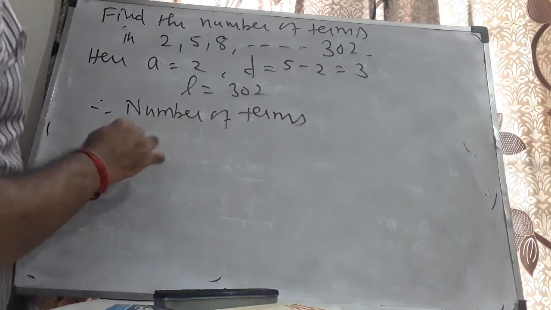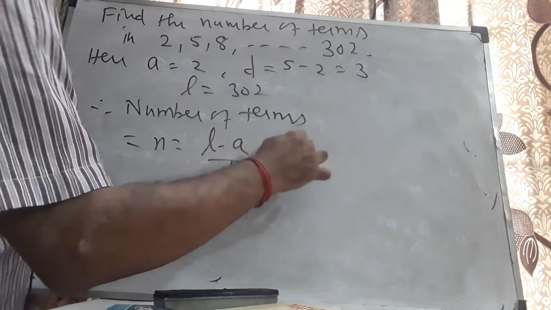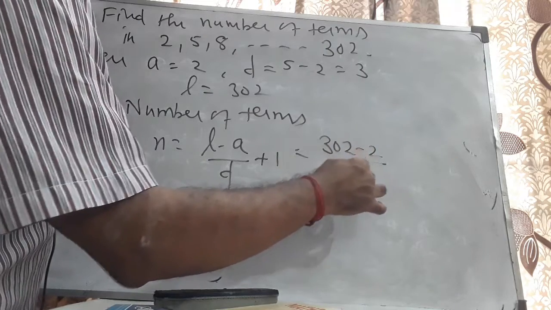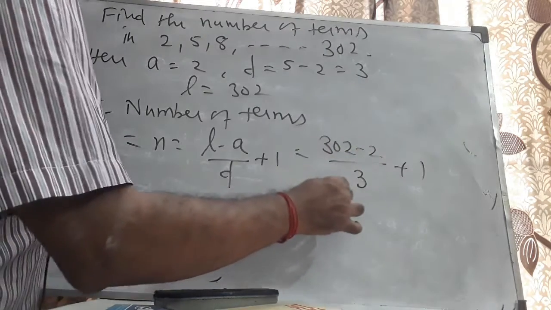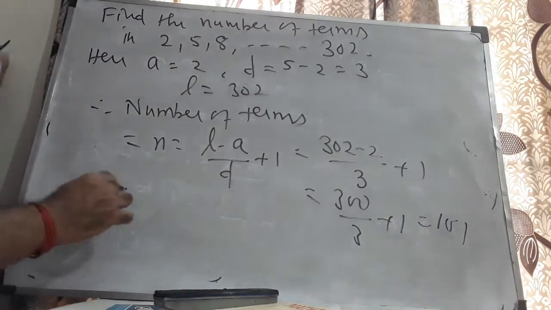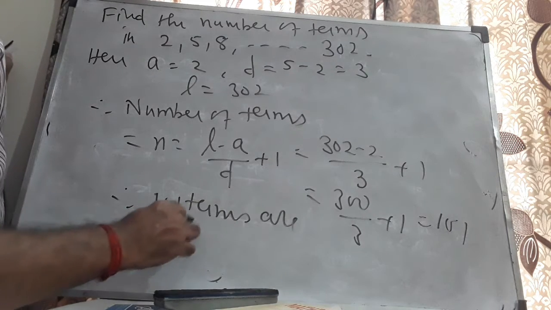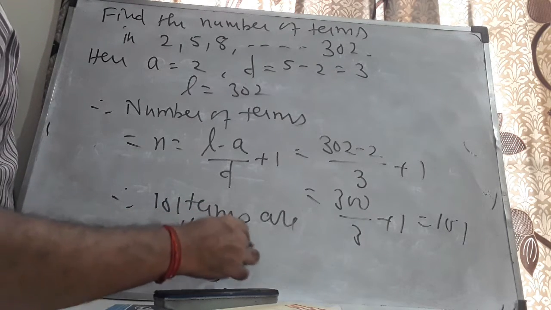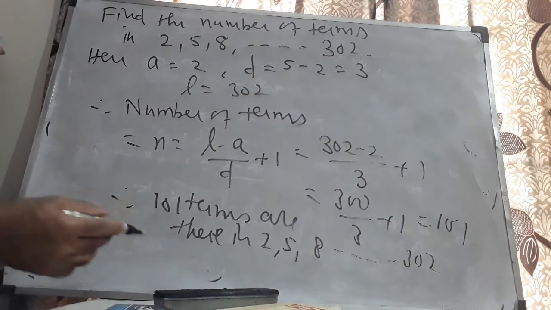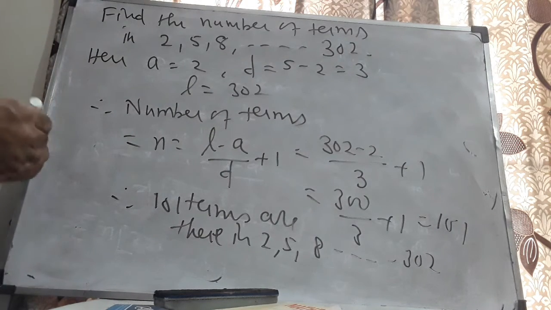Therefore, the number of terms n is equal to (L minus a) whole by d plus 1, which is (302 minus 2) whole by 3 plus 1. Therefore, 300 by 3 plus 1, which is 101. Therefore, 101 terms are there in 2, 5, 8, etc., up to 302. Or 302 is the 101st term in the given AP.